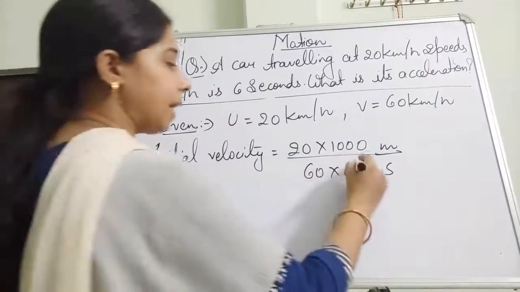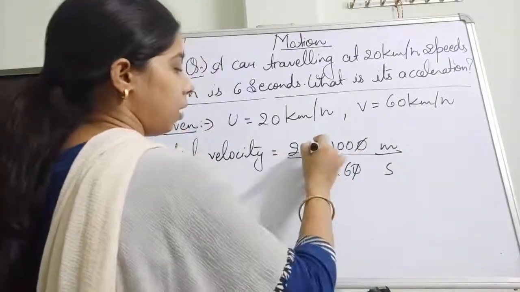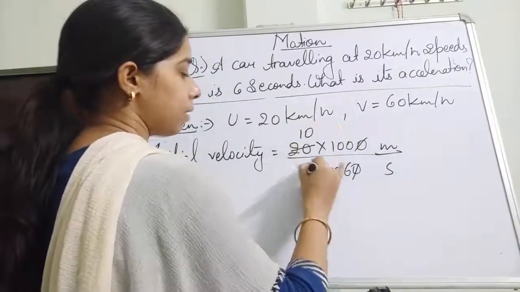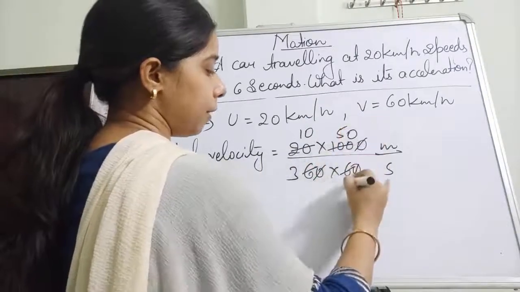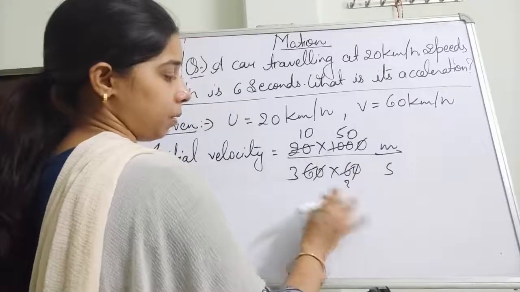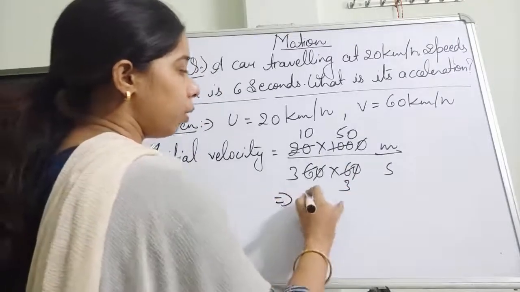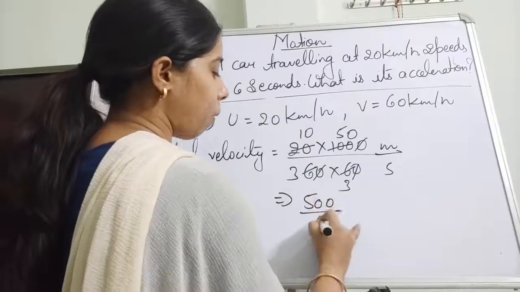Now these two will cancel each other. It will be equal to 10. This will be equal to 3. Again this will be equal to 50. This will be equal to 3. So now it will be equal to 500 upon 9.